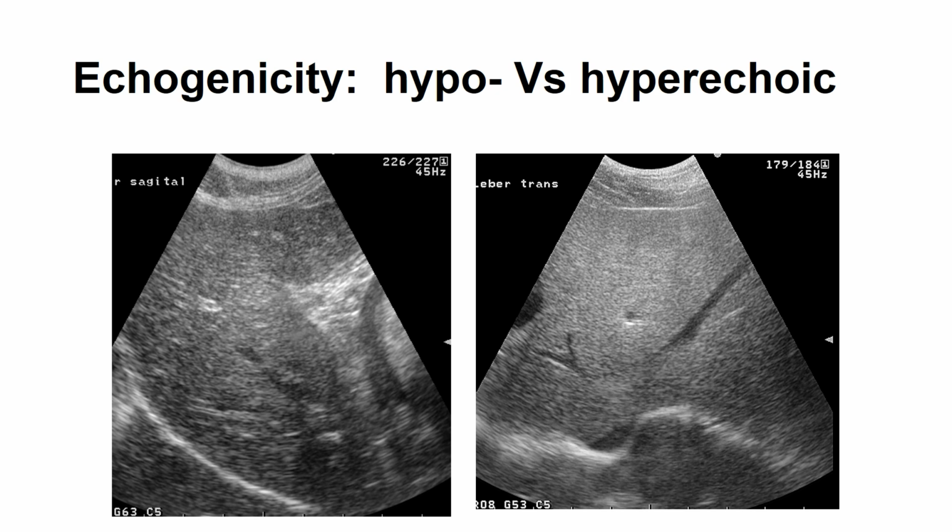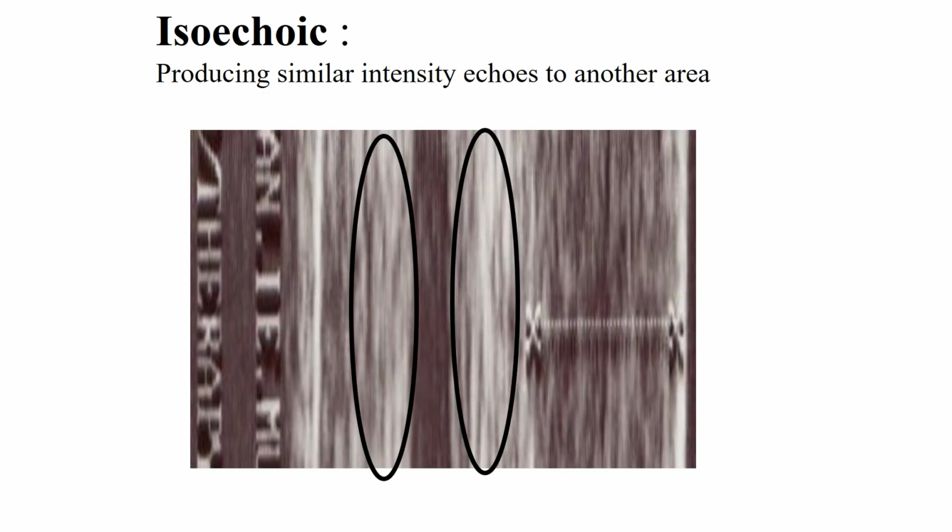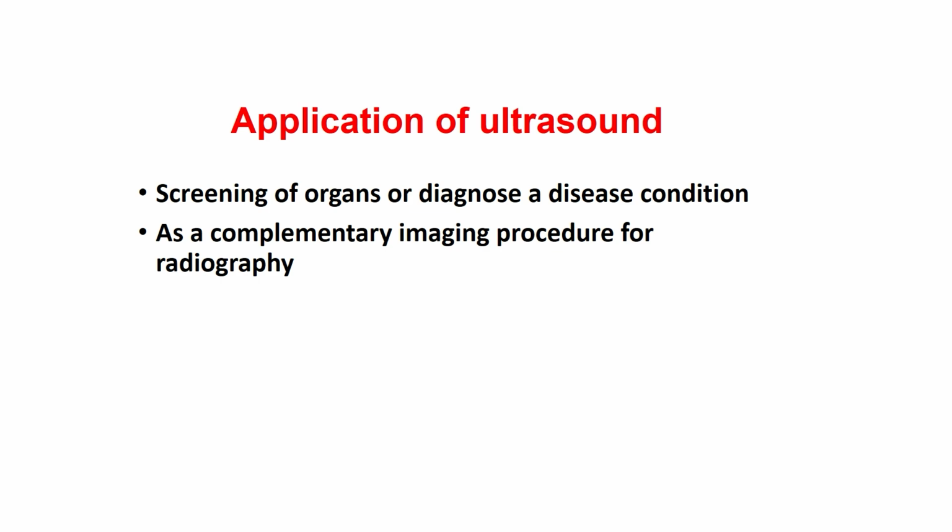Now, echogenicity. Here we will compare the hypoechoic versus hyperechoic region. The first ultrasonograph is showing hypoechoic, while the second is hyperechoic. The echogenicity is increased in the second ultrasonograph. So, this ultrasonograph is showing similar echogenicity, that is isoechoic.